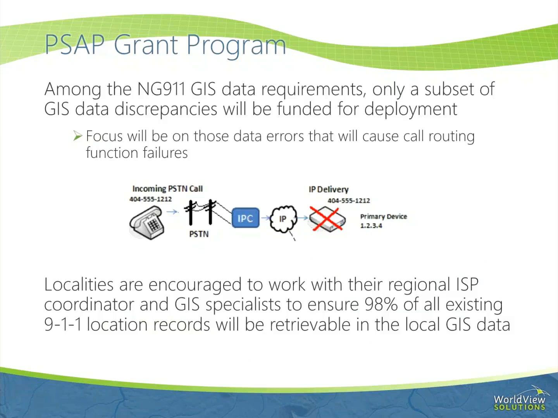So for the GIS data requirements, only a subset of the discrepancies will be funded, basically those that focus on data errors that will cause the call routing function to fail. So anything that will actually not route at all. Other issues that come up in your data, just as the question came earlier about the addressing issue, it'll work and it'll start to route the call, but it may route it to the wrong place, and it may add minutes onto the response time. So those are still definitely legitimate issues, definitely things you need to fix.